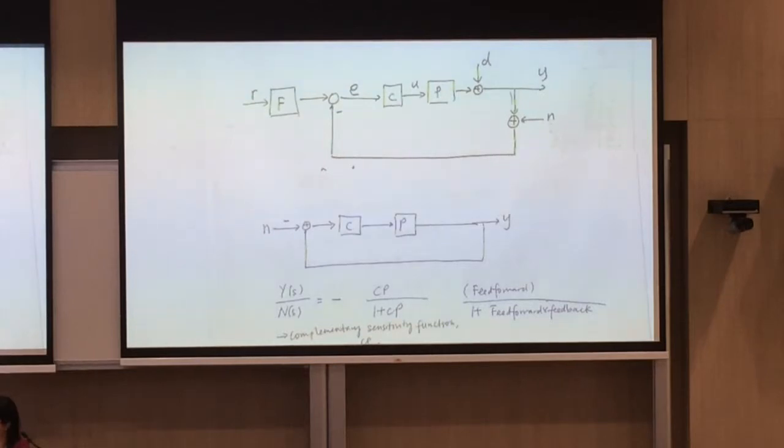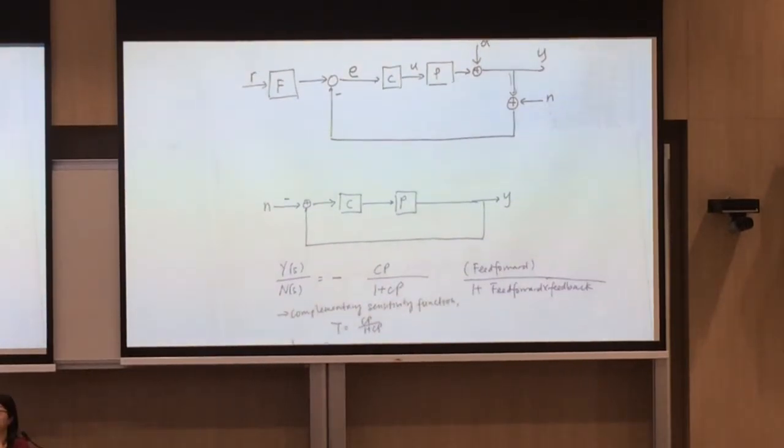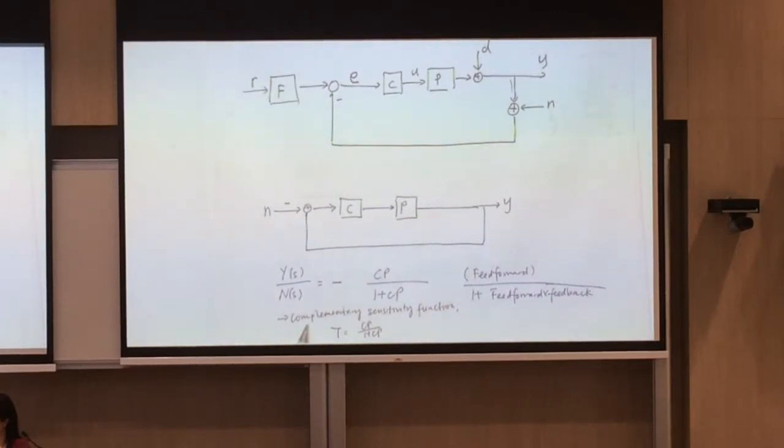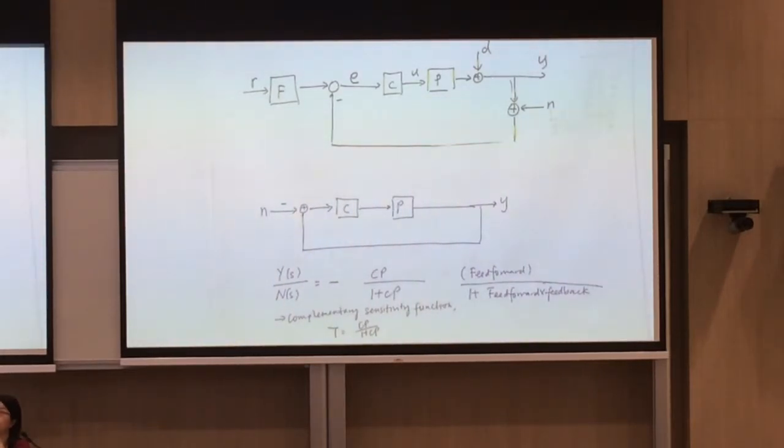Okay, I will call this CP over 1 plus CP. We call it the complementary sensitivity function. Okay, and we call it T. So T is CP over 1 plus CP.